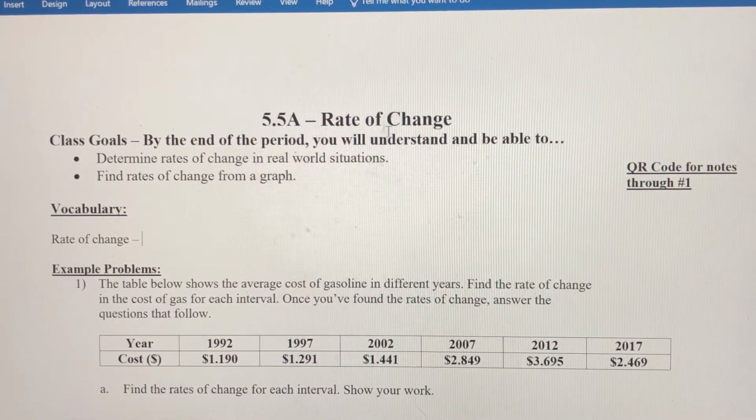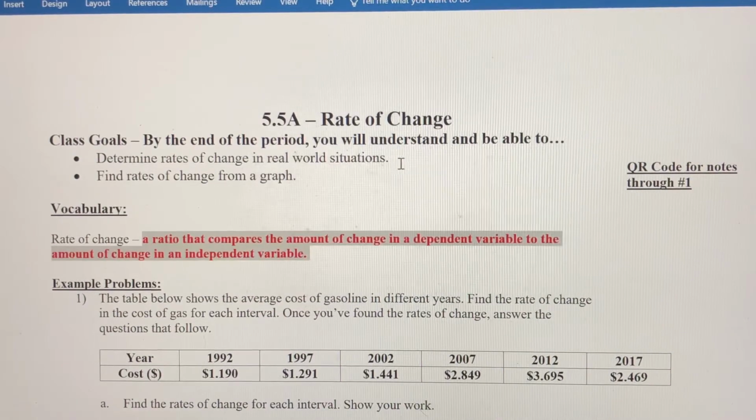So in this video, we're going to talk about rate of change. We're going to define what rate of change means, and we're going to determine rates of change in real-world situations. So first thing, let's define rate of change.